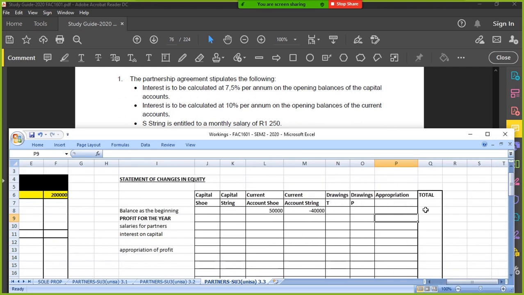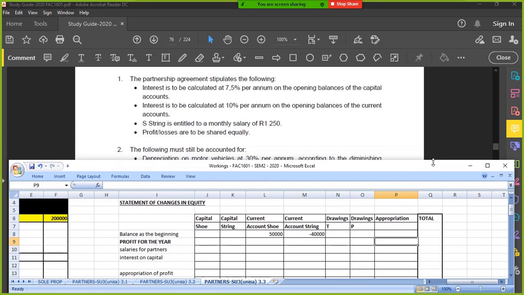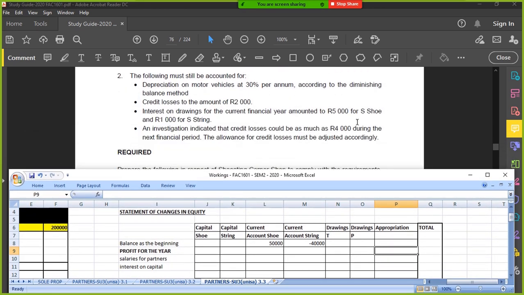Okay, so then the partnership. Interest is to be calculated at 7.5. I would actually do it the other way around. I would try and do the adjustments first before I go through partnerships. It's up to you, as long as you cover all the points. So if you want to do it that way, let's start here then.